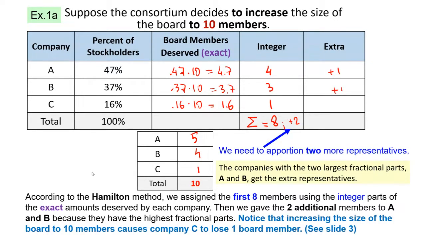And here we see the Alabama paradox occur. Maybe remember that company C got 2 seats when they were assigned 9 members, and now C gets only 1 seat. So the problem happens because we reassign representatives every time we make our calculation. We forget what was assigned previously and start from the beginning again and again. It causes paradoxes, one of which is the Alabama paradox.